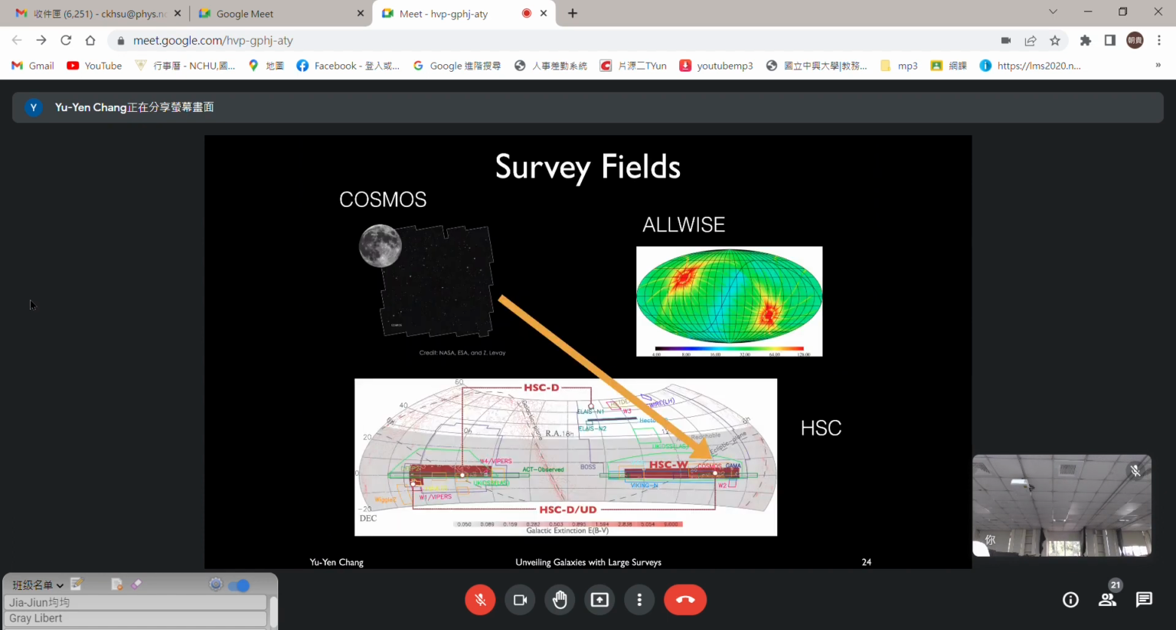The data we use for the labeled AGNs is in the COSMOS field. It's about a 2 square degree field in our sky, and it's covered by the HSC field, as you can see in the lower part. And it's also covered by the WISE data.